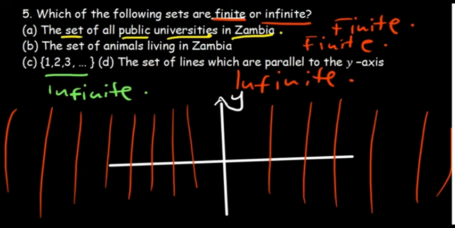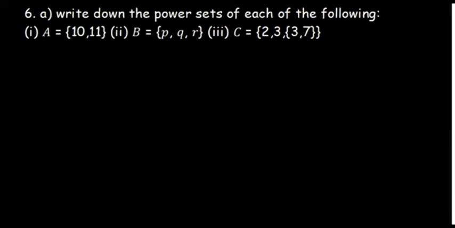So basically finite just talks about things that you're able to count or determine, and infinite things are those where you don't know the ends. Okay.